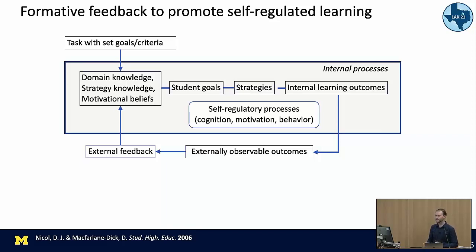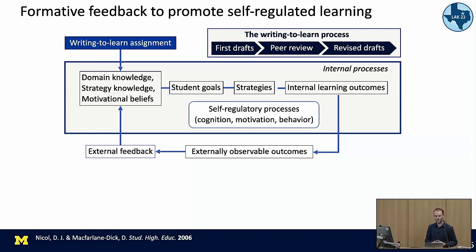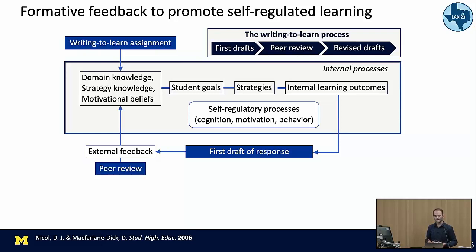So this framework maps on nicely to the writing to learn process that we already use in these courses, where we give students the writing to learn assignment. They undergo these internal processes to produce a first draft of their response. And then currently, the external feedback that they receive is in the form of peer review.